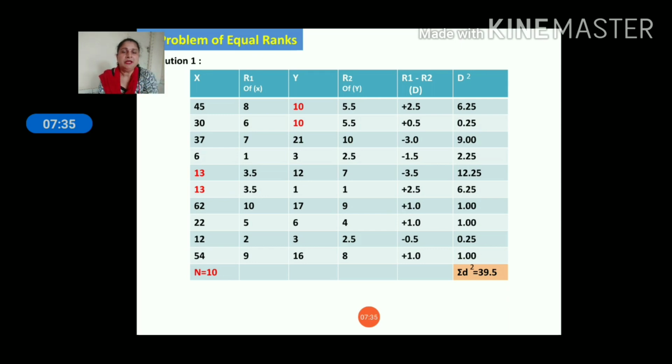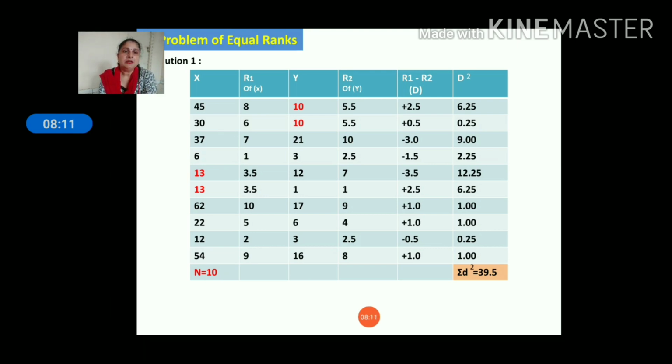Then next is 10. Again 10 is repeated twice. So till 4 we have taken, 10 will be assigned 5 and 6. So 5 plus 6, 11. 11 divided by 2, what will we get? 11 divided by 2 will give us 5.5. Now up till 6 we have taken, and afterwards we will assign ranks. So after 10, 12 is given, 12 will be given 7.